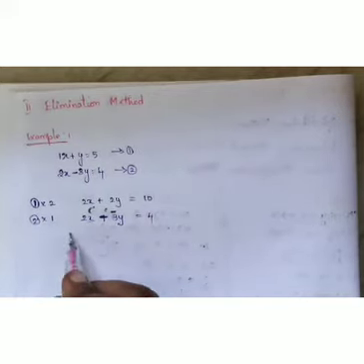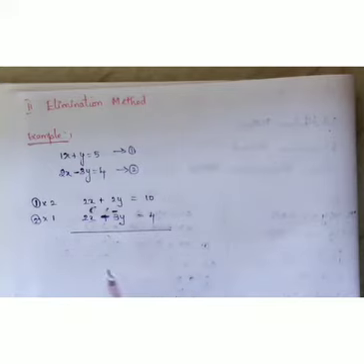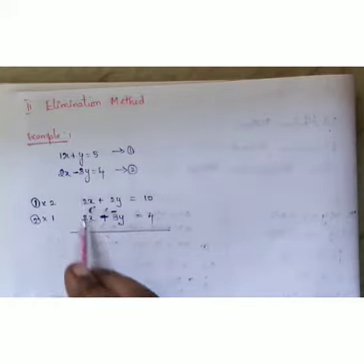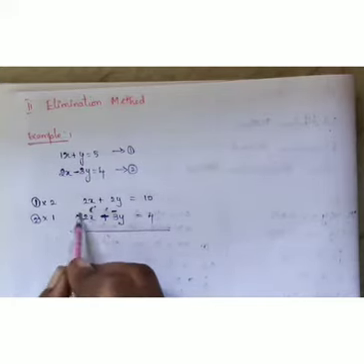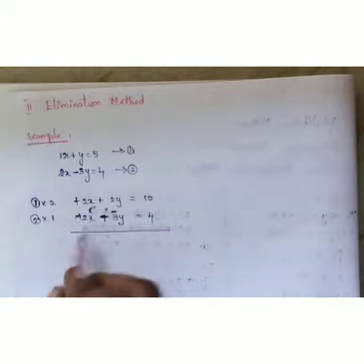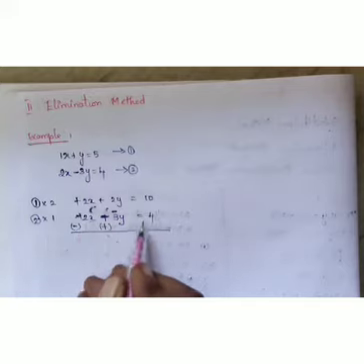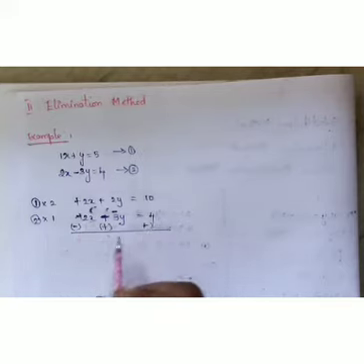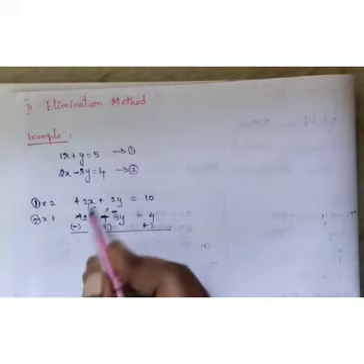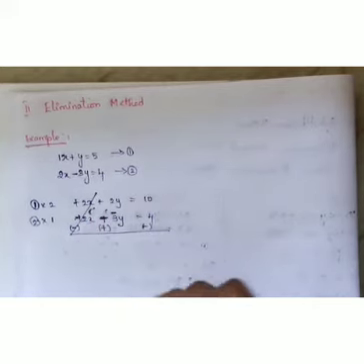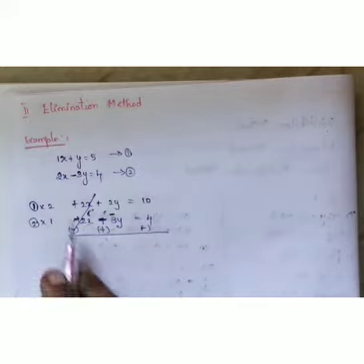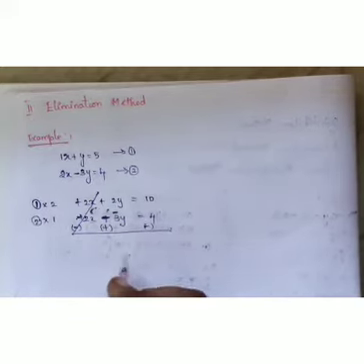Now we can do addition or subtraction. What is the sign? Both have the plus sign, so I can do subtraction here. Subtract means change the sign. So this minus will become plus here, and this plus will become minus here. Now plus 2x and minus 2x both get eliminated.